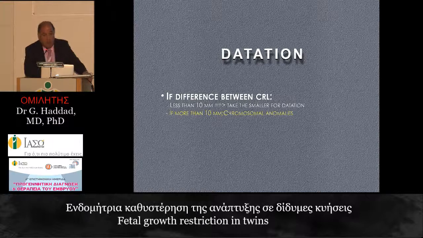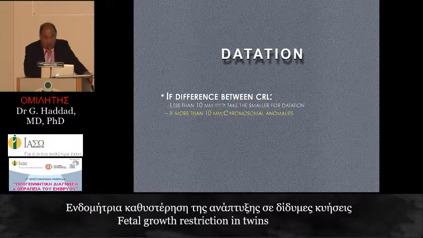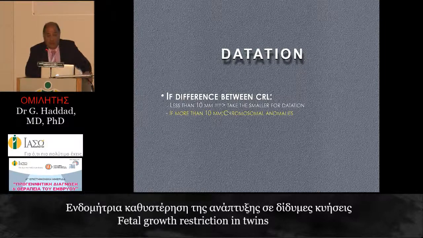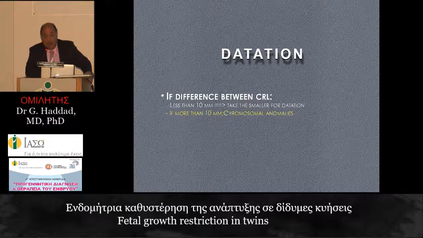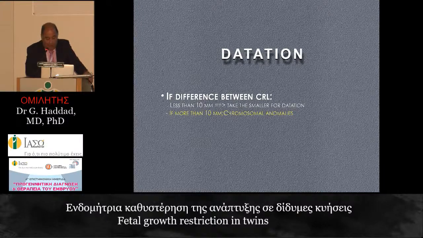This is a paper of Laurent Salomon in Ultrasound last year. Now everybody is okay in ISUOG to take the smaller for the dating. But if it is more than 10 millimeters, it means that if fetus A is 65 and fetus B is 42, for sure you have perhaps a chromosomal anomaly, and you have to do an invasive test.